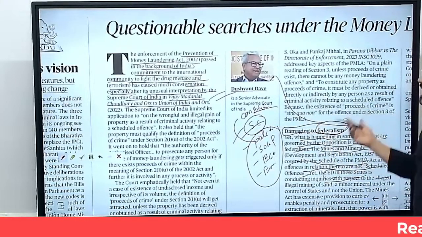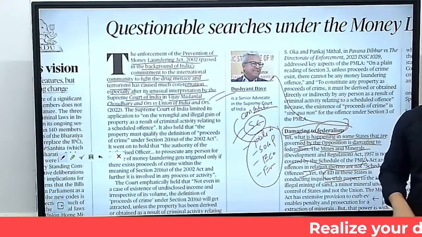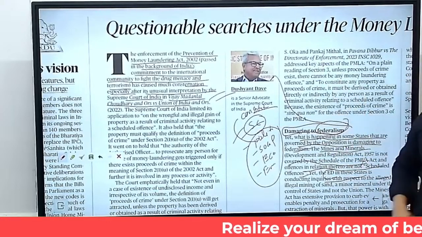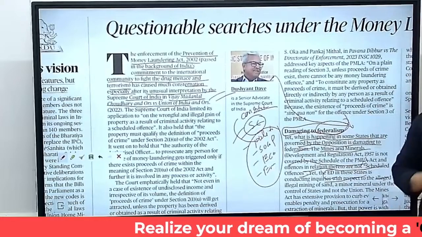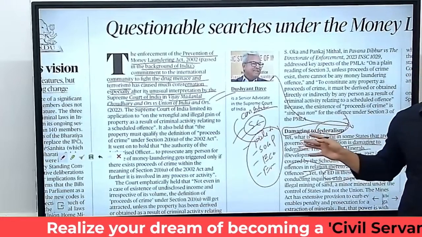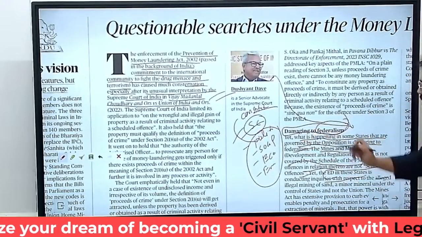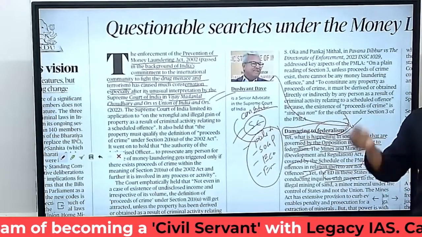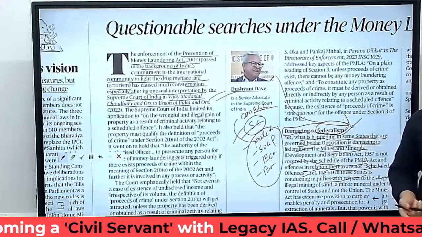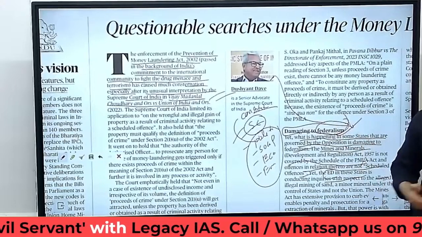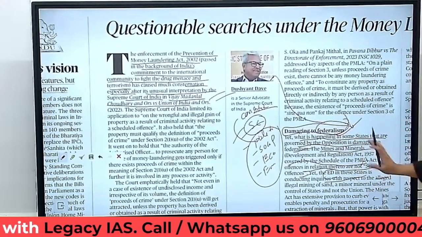If you get one more article the next day that says something else, there is nothing to damage federalism. So you should not take anything very seriously. Just understand how it is going to damage federalism. Then you have to think whether it is really damaging federalism or it is just a whitewash. Clear? Done this.